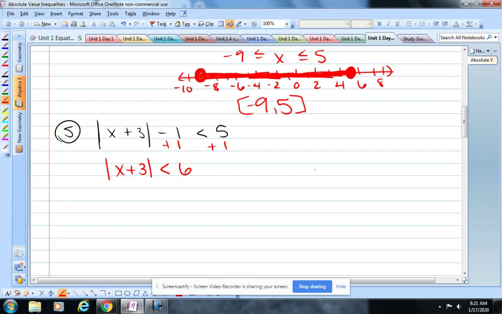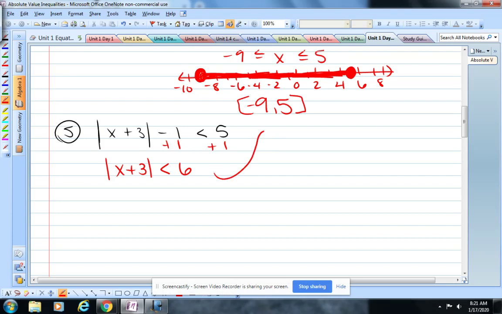All right, so now the bars are by themselves. Is this an and or an or? And how do you know? Because that's a less than. That's the law of the land, right? In the land of absolute values, less thans are ands, greater thans are ors. All right, so we set it up like an and. So how do we set it up like an and?